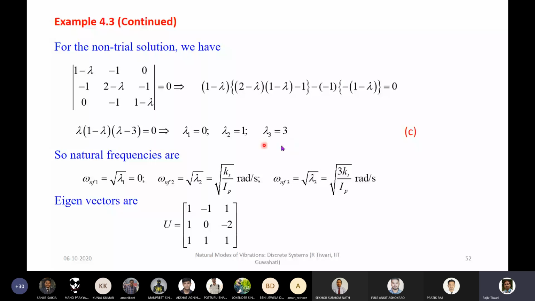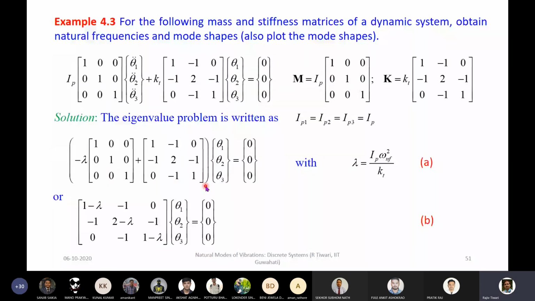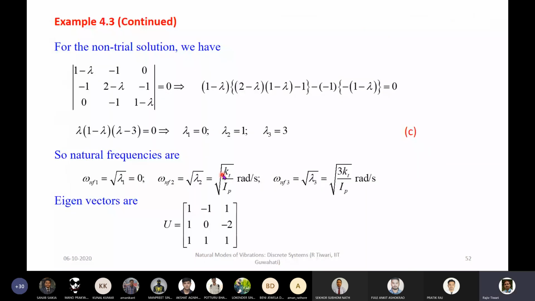The natural frequency is related to the eigenvalue as the square root of this. So lambda, I think I defined here. That can be used to get omega square. So I'll get kt by ip, and the third I can get from this because 3 is here. So I got the 3 natural frequencies. The eigenvector also we can get using whatever procedure we followed.